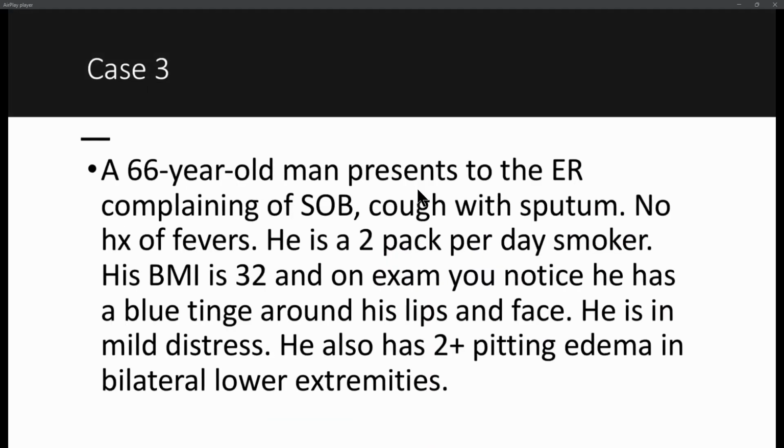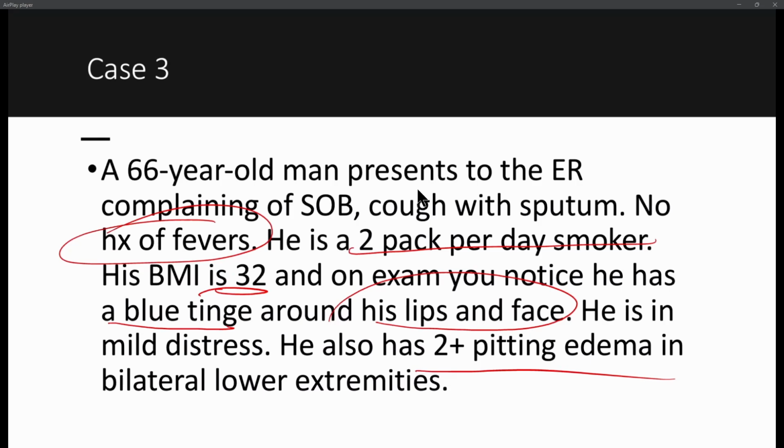Okay, that's great. Next case, a 66-year-old male comes to the ER complaining of shortness of breath, cough with sputum. So he's productive. When you see sputum, think, is there something going on, an infection, what are you trying to clear? That's where your mind first goes. But then I tell you he's got no fevers. So maybe not an infection, because he may have a fever with that. 2-pack per day smoking history, BMI is 32. Blue tinge around his lips and face. Mild distress, also has 2+ pitting edema in his bilateral lower extremities.